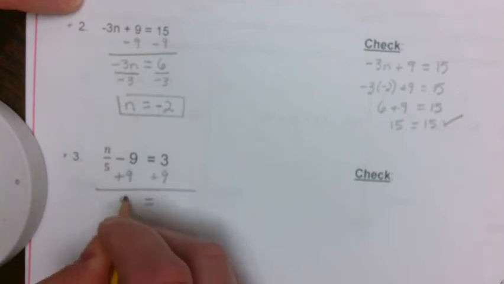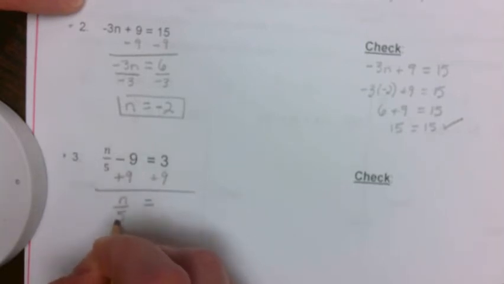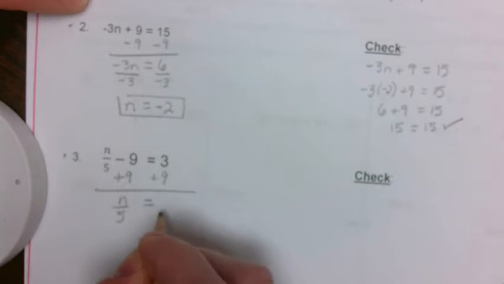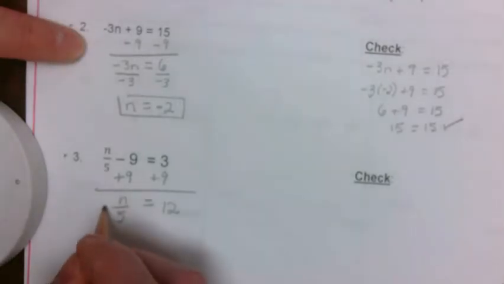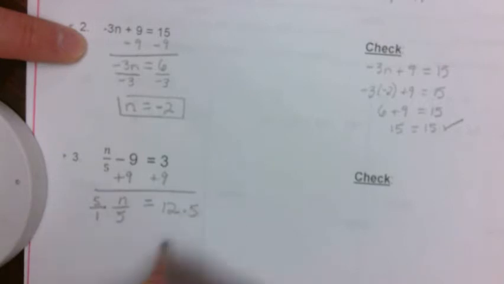So the only thing on the left now is n divided by 5. On the right, 3 plus 9 makes 12. So now I have n divided by 5 equals 12. I need to get the value of 1n, however. Right now, n is being divided by 5. So to undo that, I'm going to have to multiply both sides by 5. Okay, bring the equal sign straight down.